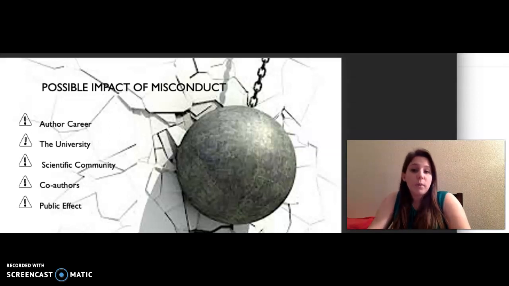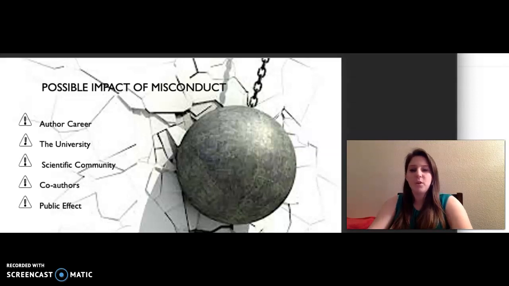The university's reputation could also be ruined, as they are responsible for overseeing research through their IRBs for ethical misconduct. Therefore, intelligent scientists may not want to work at the institution, resulting in lower quality research in the university. And depending on the misconduct, the university could be facing a lawsuit.